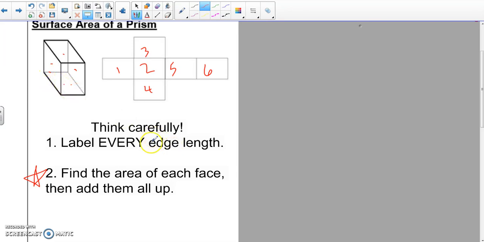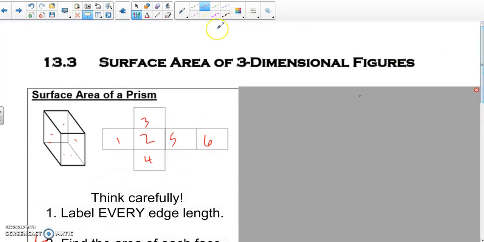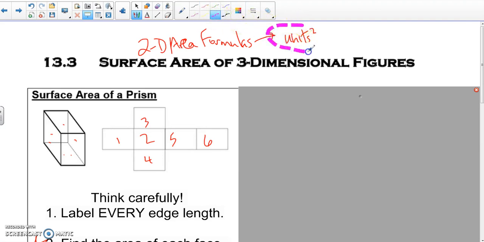All right, so when you're ready there, you can scroll down, pause if you need to. The key for surface area, let me scroll up here for a second: since it's all just the two-dimensional area formulas combined, the surface area will always be in units squared. So volume is cubed. Surface area is actually just going to be squared.